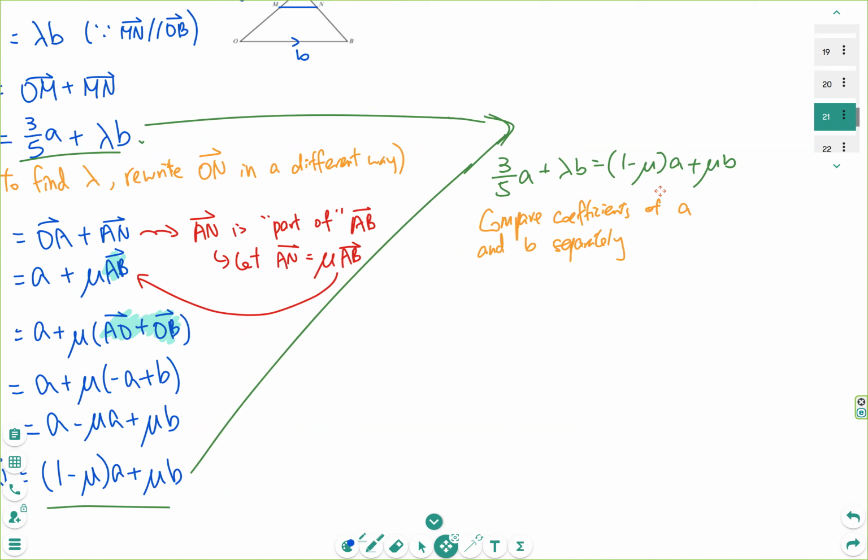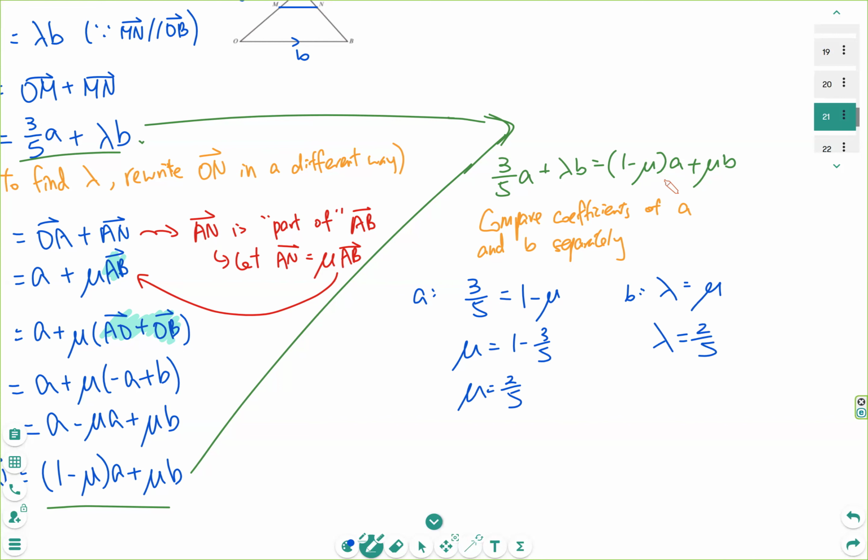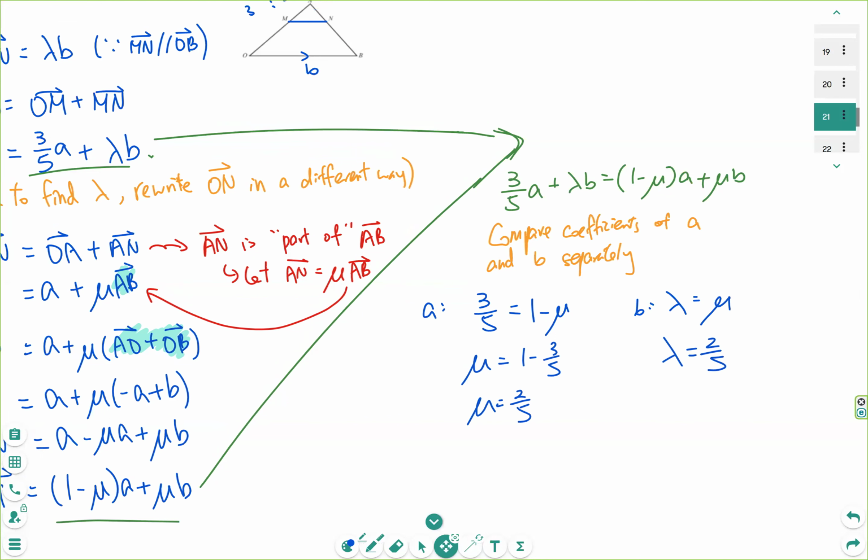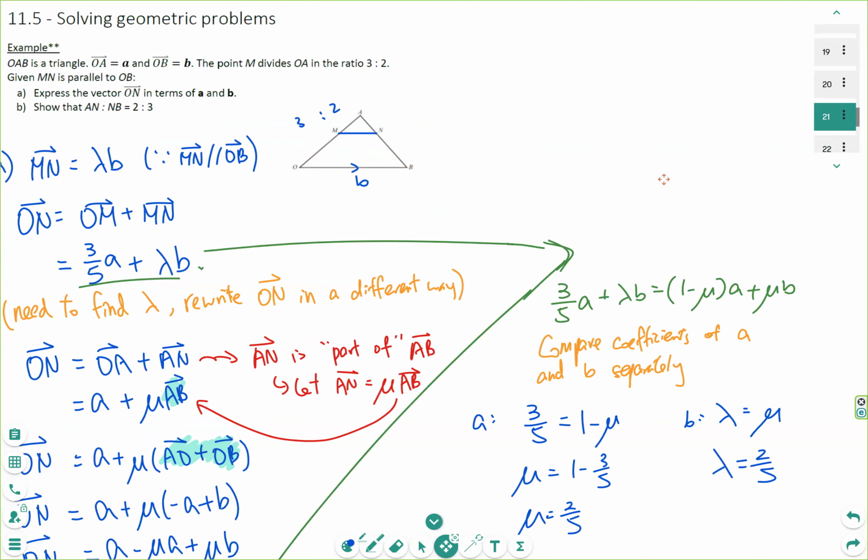Right, so let's compare A. So we have 3/5 on the left hand side equals 1 minus mu. If you try to simplify it, bring the mu to the left hand side and bring the 3/5 to the right hand side. Mu equals 2/5. And B, if you compare the coefficients of B, lambda equals mu. So now lambda, we know, is also 2/5. Okay, so what do we know about mu and lambda?